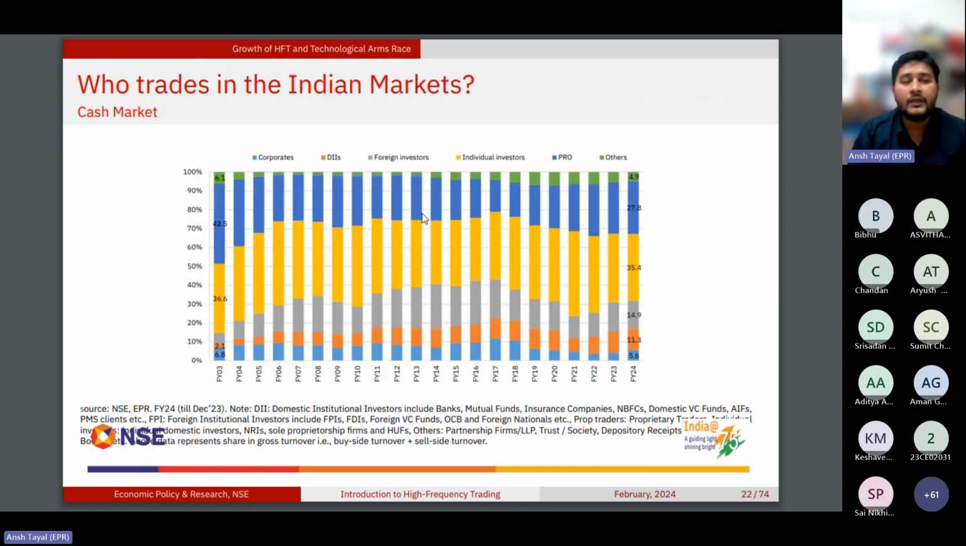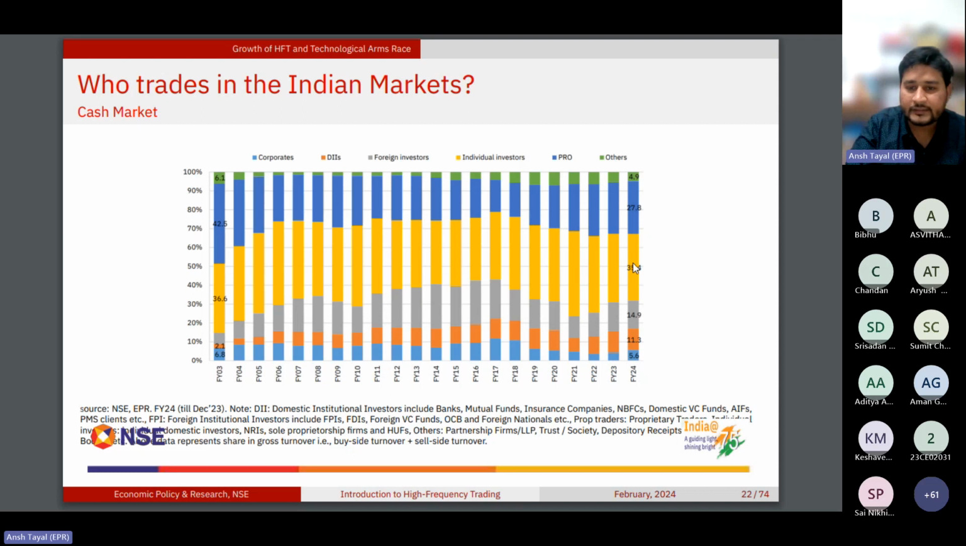So now coming to the Indian markets. Now who trades in the Indian markets? So this is data for the cash market. Cash market is equities. You buy or sell stocks. That's the cash market, and the second type is the derivatives market, where you trade futures and options. So in the cash market, there are different types of participants. There are corporates, there are DIIs, as I explained earlier in the beginning.